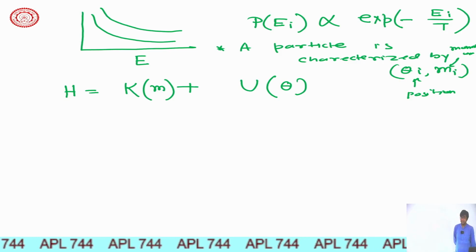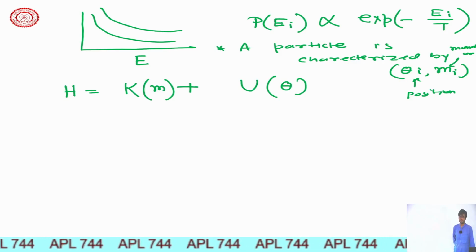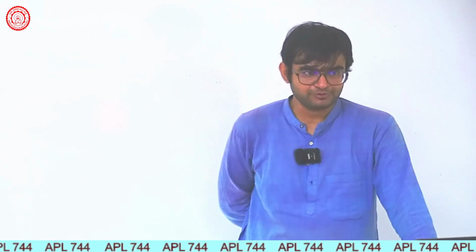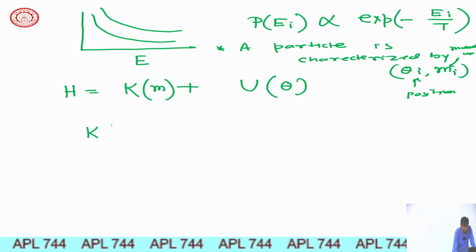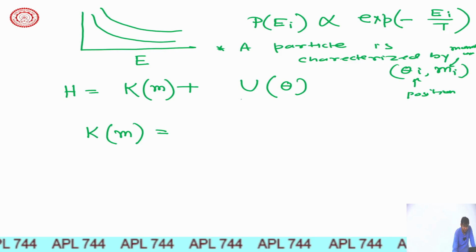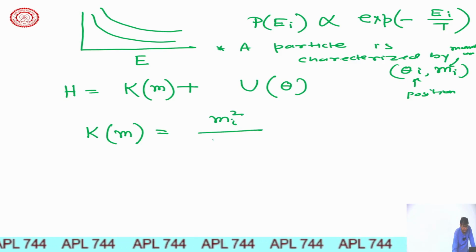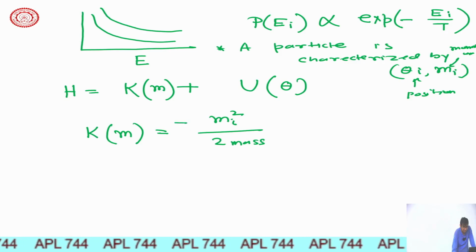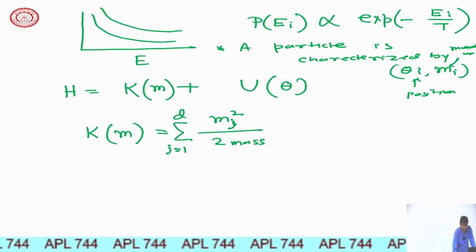Now what is the kinetic energy of the system? I just now said half m v square, and momentum is m v, so half m square v square divided by m. Here m is mass, but in the other notation m is momentum. So K of m is equal to m i square by 2 times mass, summed over j equal to 1 to d.